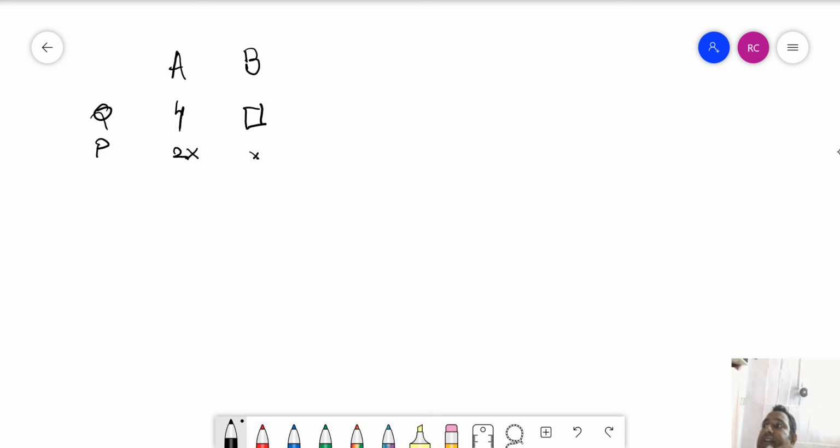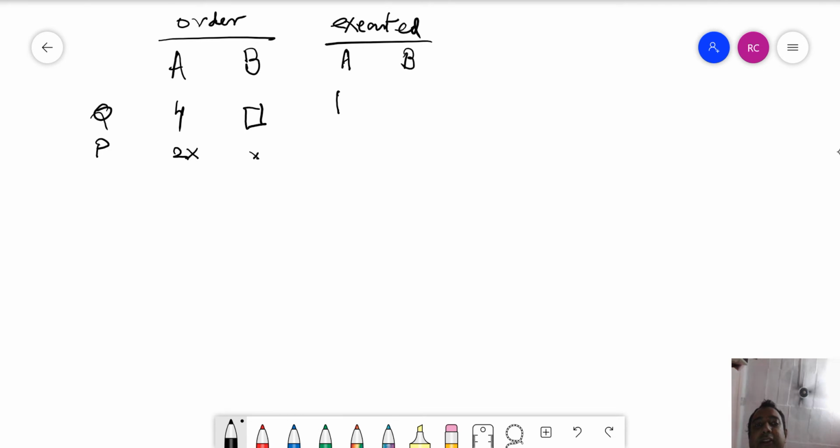When the order was executed, it was found that the numbers of the two brands had been interchanged. So this was the original order. This was what was executed. So whatever was the amount ordered for B was ordered for A, and 4 was ordered for A, so 4 got ordered for B. The prices remaining the same.